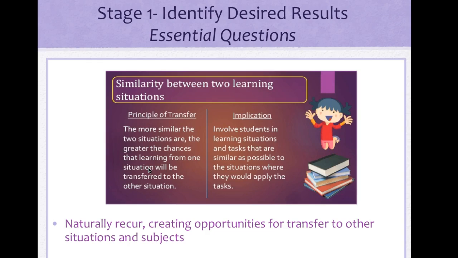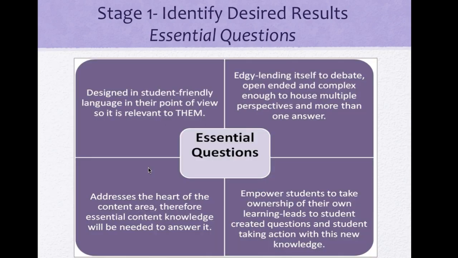They naturally recur, creating opportunities for transfer to other situations and subjects. So your transfer goal that you've already created leads you to making transferable activities and objectives, even though it's an essential question. The principle of transfer is that the more similar two situations are, the greater the chances the learning from one situation will be transferred to the next. So the implication for you is that you involve students in learning situations and tasks that are as similar as possible to the situations where they would apply the tasks. I'll talk about that again.